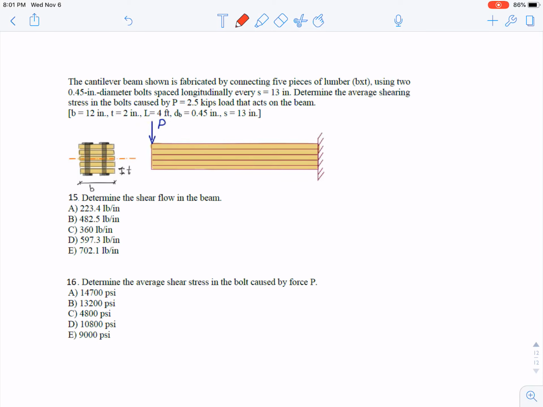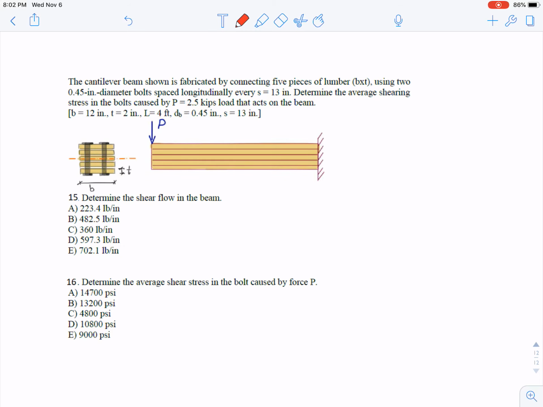Okay, the last one. The cantilever beam shown is fabricated by connecting 5 pieces of lumber using 2 bolts spaced every S equals 13 inch. Determine the average shearing stress in bolts caused by the P, the concentrated load, 2.5 kips load on the beam, on the free end of the cantilever.